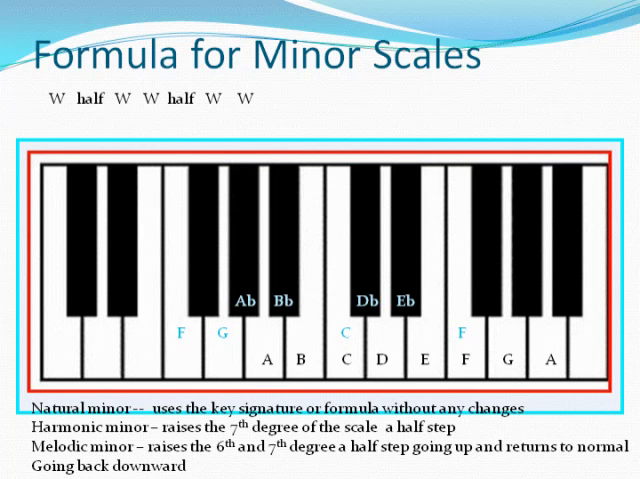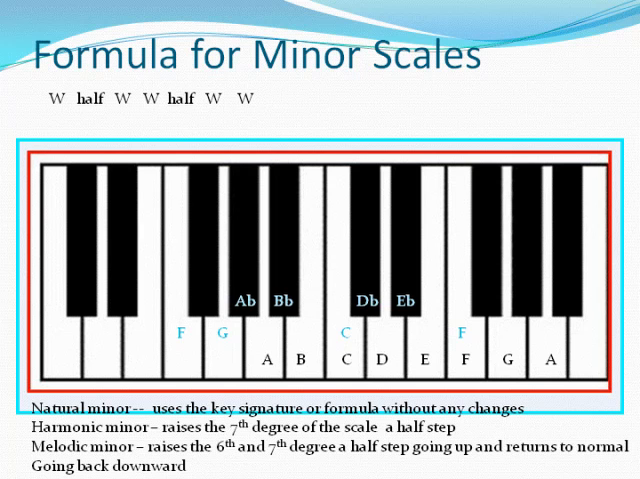The natural minor scale uses the formula for the minor scale without any changes. The harmonic minor scale raises the seventh degree of the scale a half step. So whatever that seventh degree of the scale is, you're going to raise it a half step. The melodic minor form raises the sixth and seventh degree a half step going upward and returns to normal as you go back downward in the scale. And we are not going to be using melodic minor in any of these exercises.